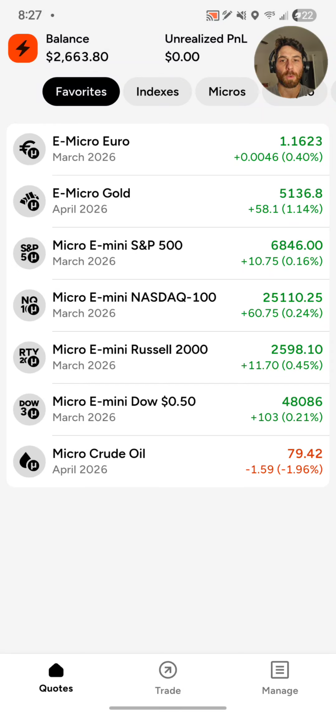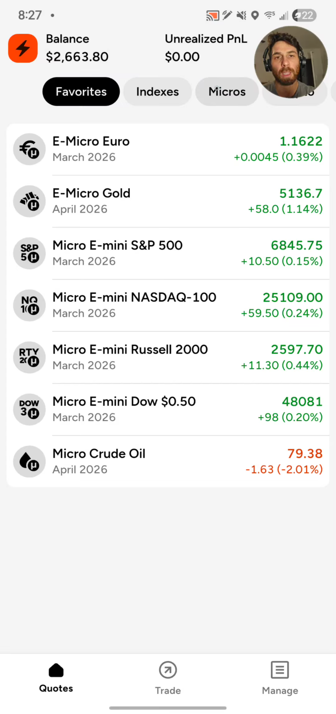So first, you're gonna create your account in NinjaTrader. You'll have to deposit some money so that they can activate the real-time trading charting for you. And then you'll be on this page with quotes, trade, and manage at the bottom. And this is where you can look at all the favorites that you've added. So you wouldn't have any favorites in the beginning.